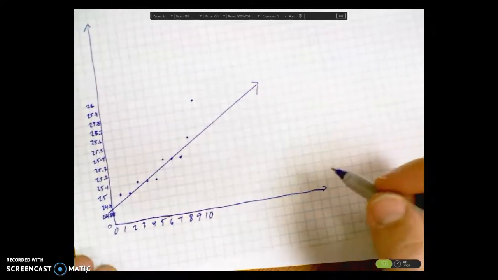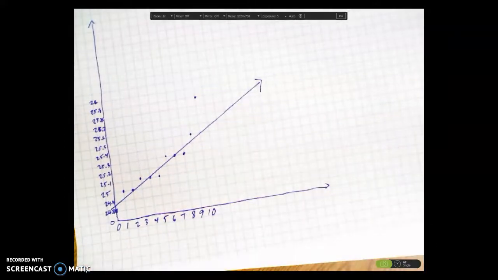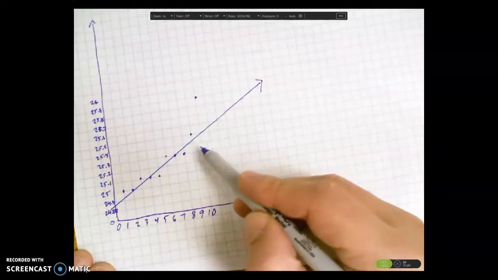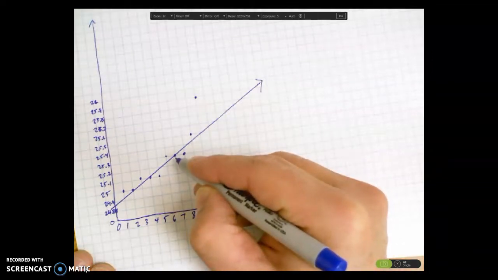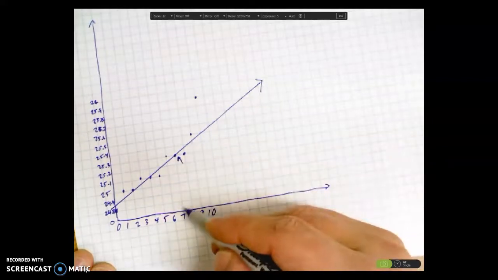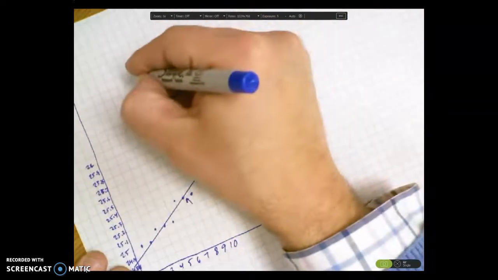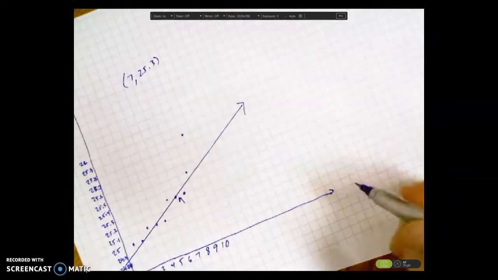So it's our job now to pick 2 points along the line we drew to represent this data. And I'm trying to find the best points I can find. I don't want to get too crazy. It almost looks like I went through this one perfectly, so I am going to use that data point, and that is 7, 25.3. So one of the points I'm going to use, I guess I'll write it over here, (7, 25.3).